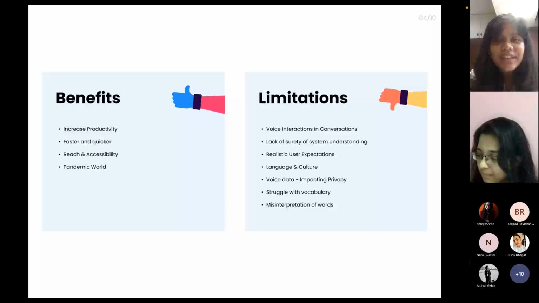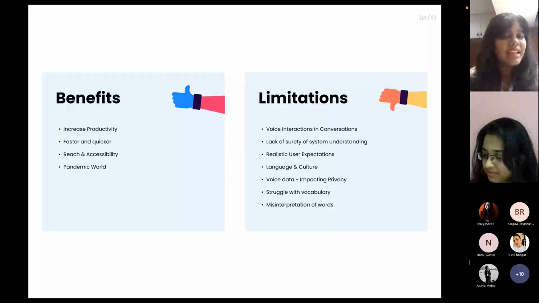So it helps us to also increase the ability of what we're doing, and we're able to do maybe two or more things rather than just doing one thing. So voice helps us multitask. The second thing is fast.